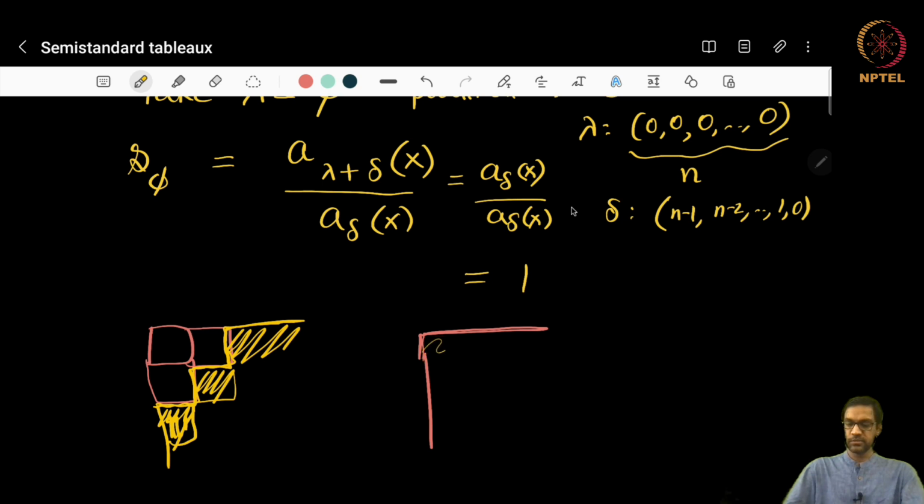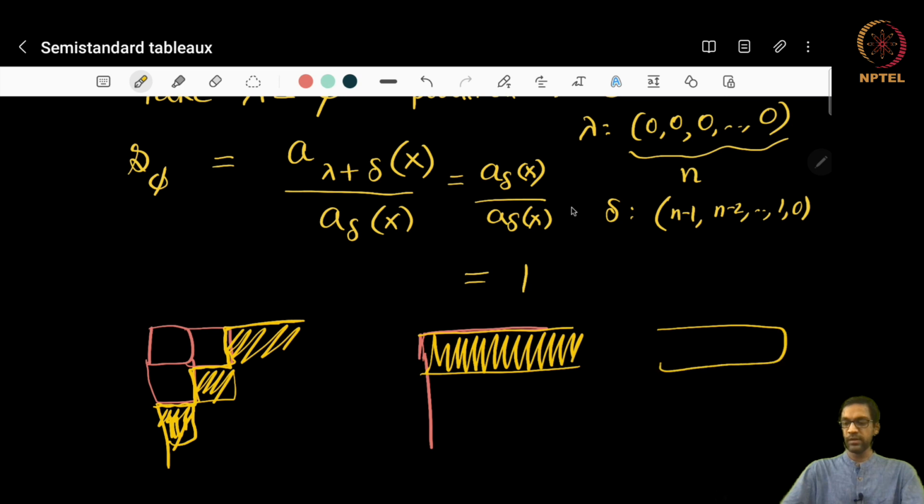Well, it's just the part which shares a side with one of the horizontal segments. So it's just the first row itself. Okay. So essentially I have to attach k boxes to the empty partition such that all k boxes lie within this horizontal shadow, which means they lie all in the first row.